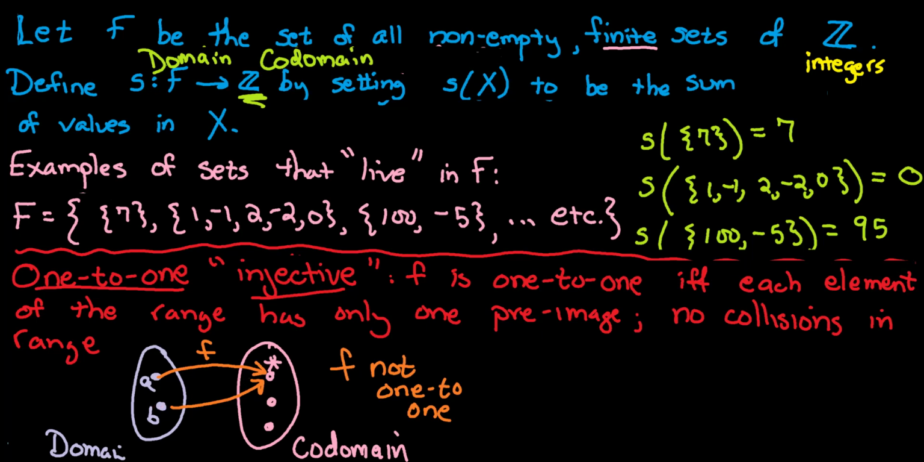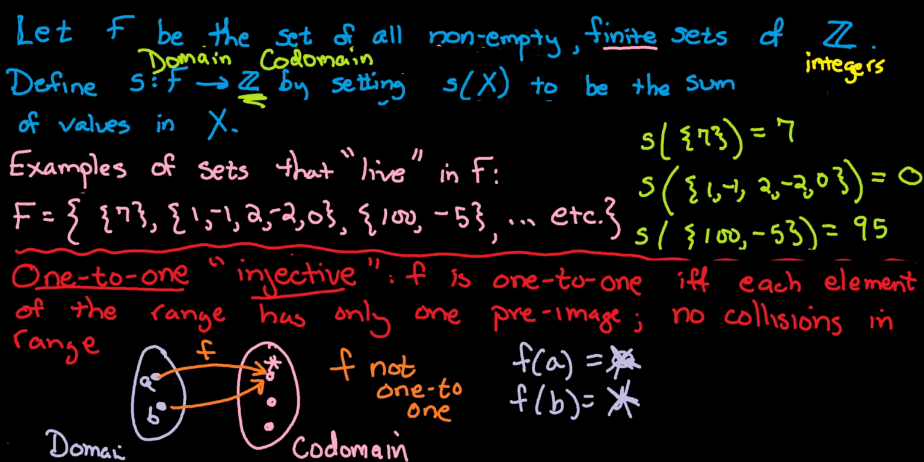Let's write that down. So F of A equals star, and F of B equals star. And that's a no-no. That means our function is not one-to-one. It's not injective, all right?